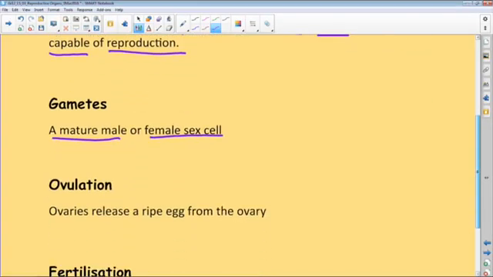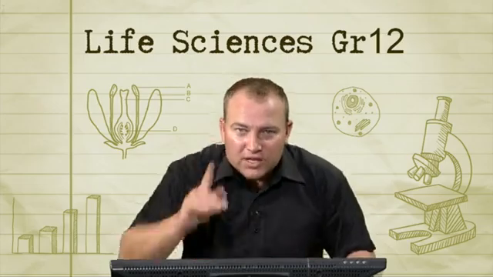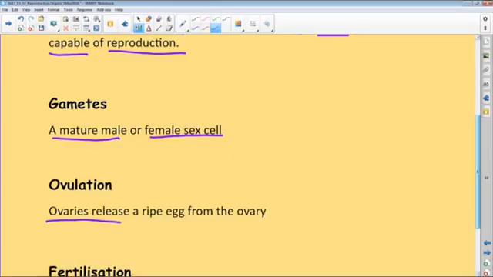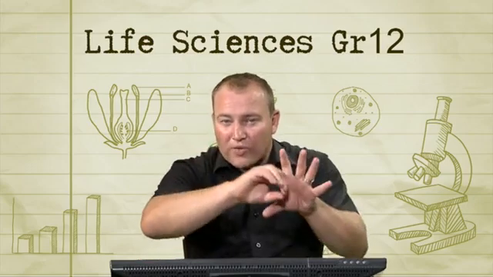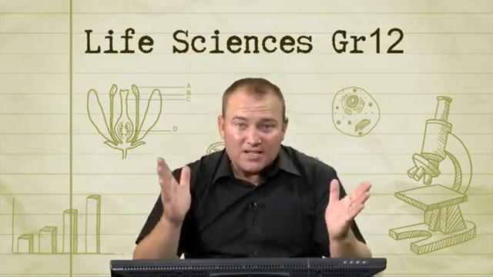Okay, next one, ovulation. Now, this is a very special one, and you'll hear us say it more and more as we go through this program. The ovaries release a ripe egg from the ovary. This is a very, very specific time. When that egg gets released, you've got a couple of days for fertilization to happen, which is the next word, and which is very, very important.